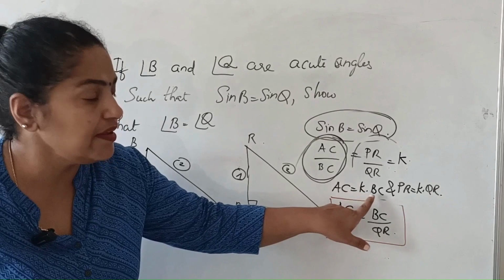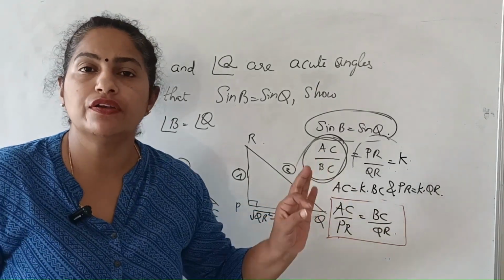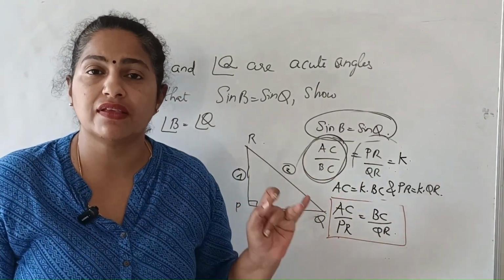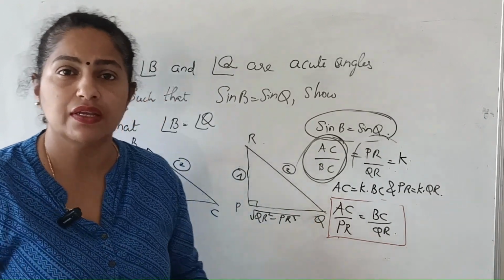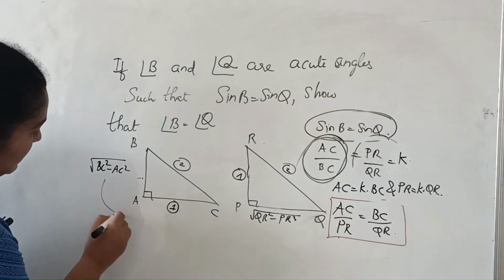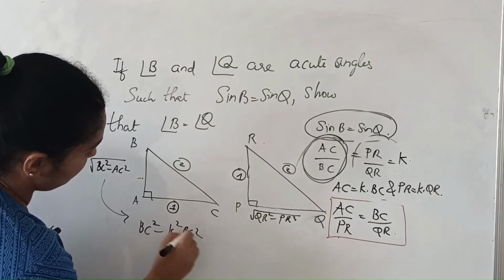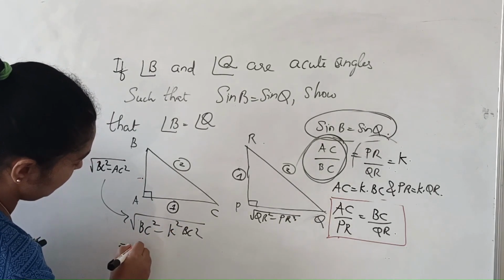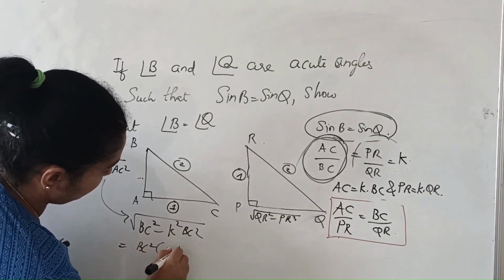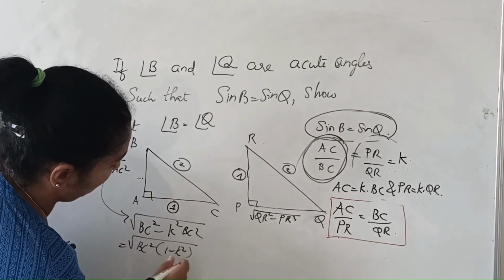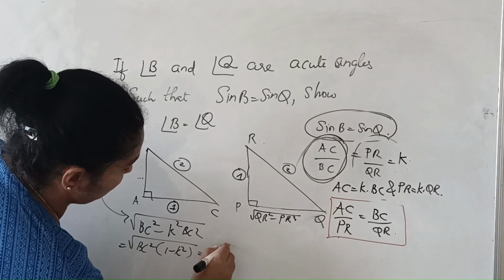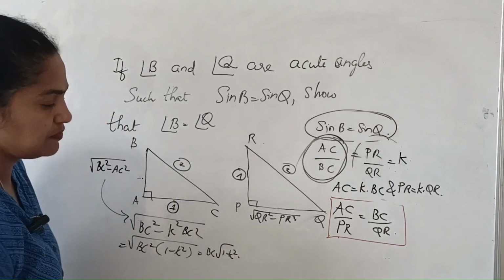Right? AC is equal to K into BC. I am going to substitute AC square as K square into BC square here. So, here I will be getting BC square minus K square BC square, which will give me BC square into 1 minus K square under the root, or this is equal to BC into root of 1 minus K square.